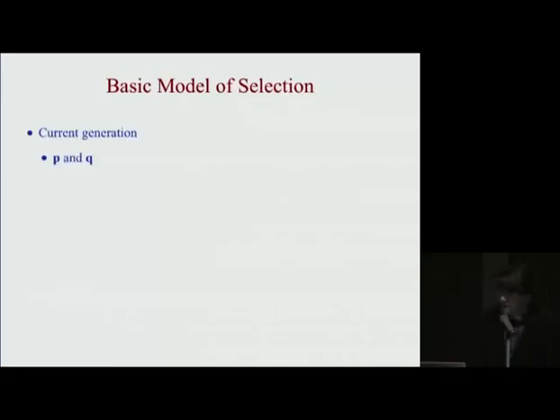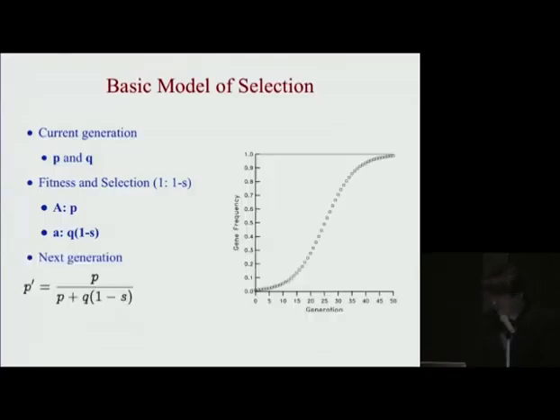Okay, so here's the basic model of natural selection. You have in one generation the proportions P and Q, and then after selection, with their fitness being 1 and 1 minus S, you get big A being P, but small a being Q minus S, so clearly Q is going to get smaller. And the next generation would be simply you rewrite this equation, right? And if you plot this curve over time, you get this beautiful S-shaped curve. That's the basic model for natural selection, and as we'll see, that's the basic pattern of language change as well.